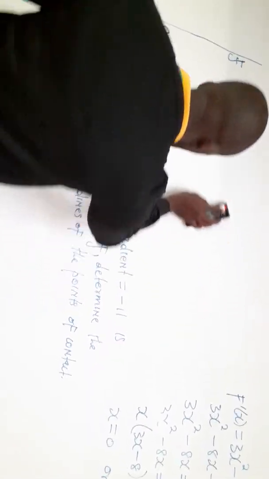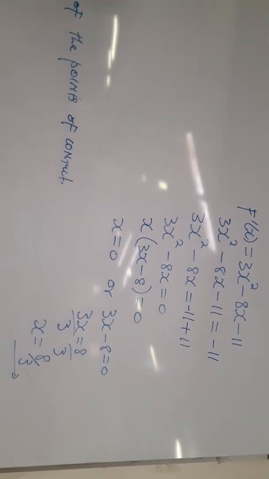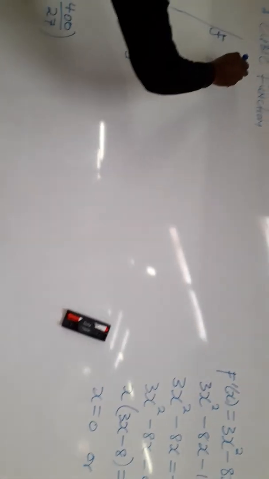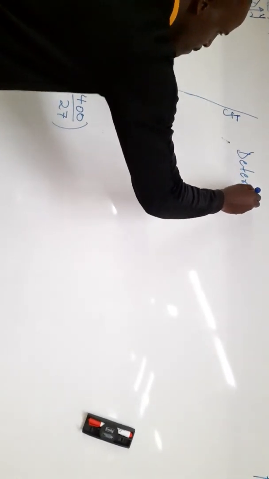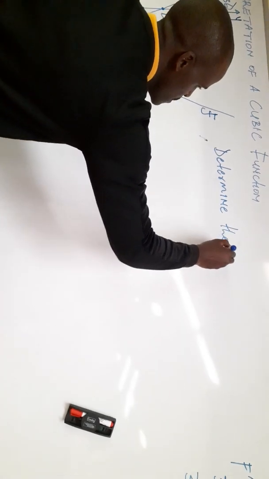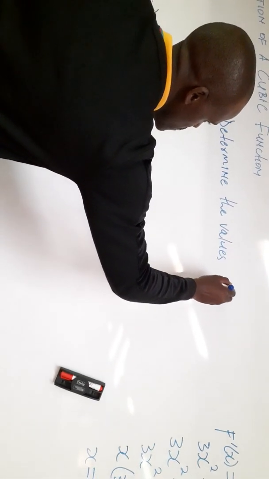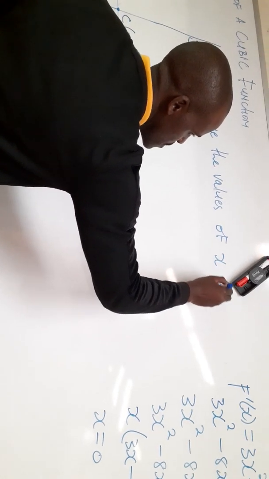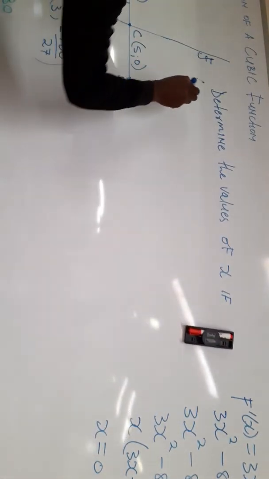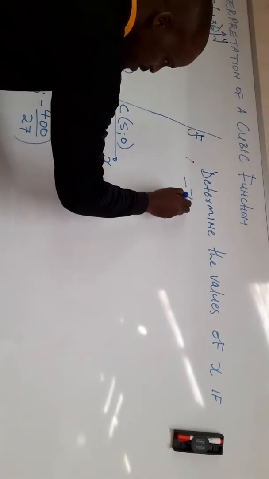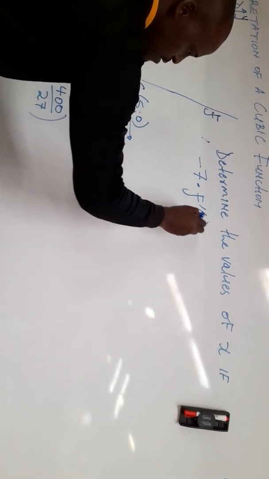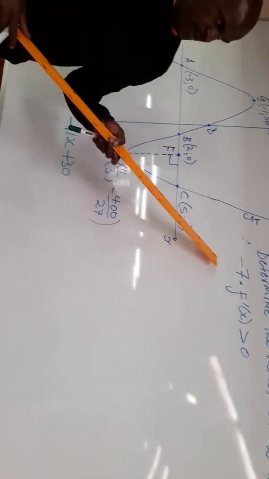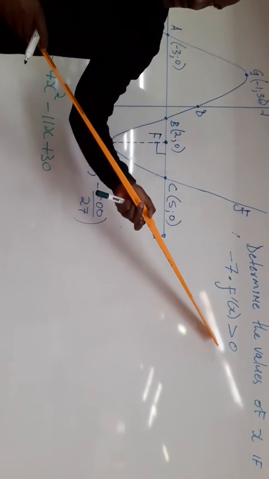Next question. Determine the values of x if negative 7 times the gradient is greater than 0. So now we are to find the values of x if negative 7 times the gradient is greater than 0.